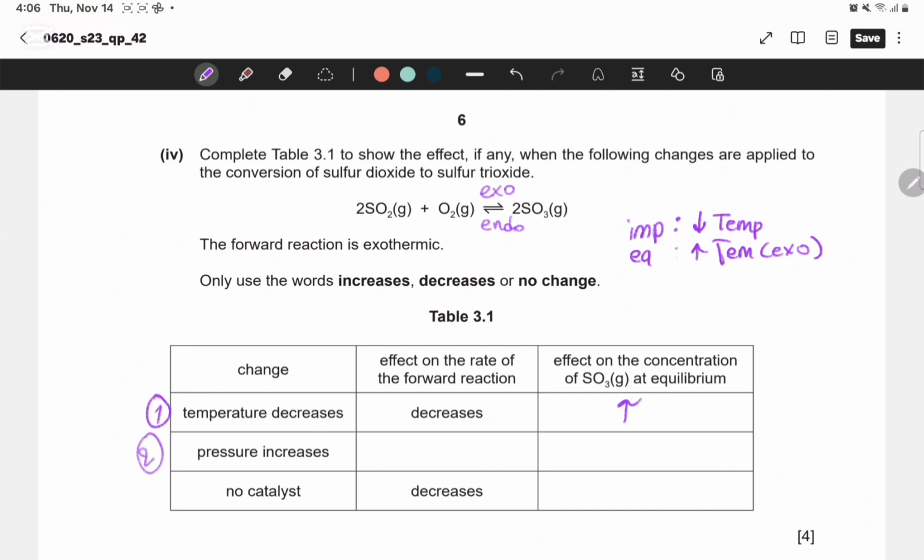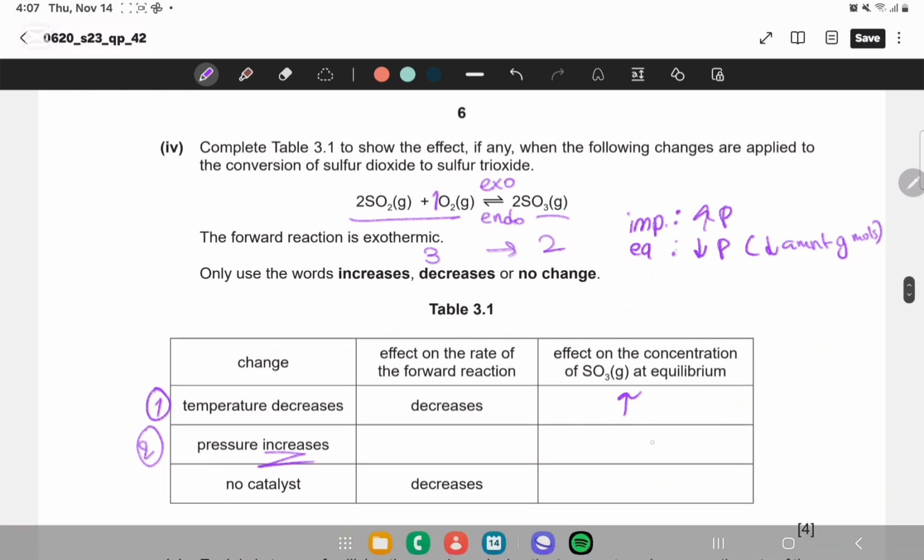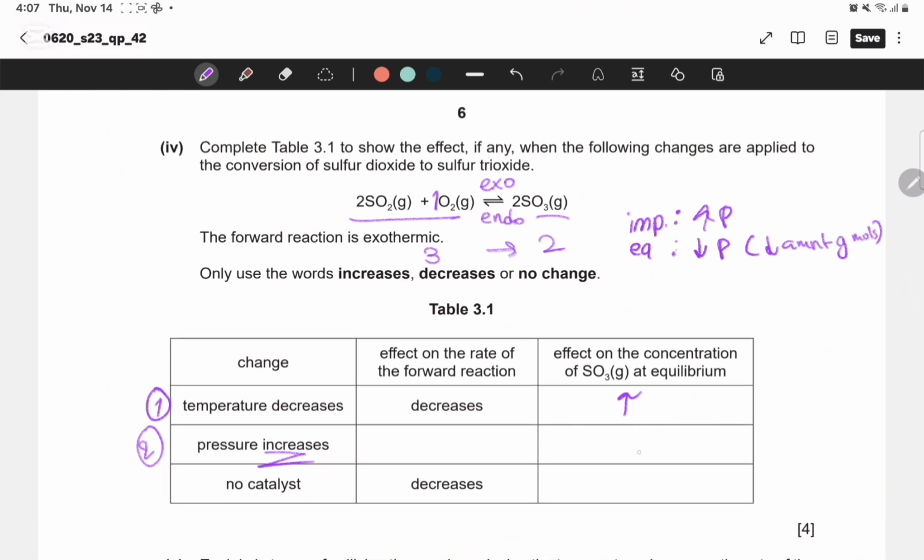Now here for the second one, what would happen if my impulse change was to increase the pressure? Equilibrium would decrease the pressure and go to the side with the least amount of gaseous moles. Okay? So don't get confused when there's solid or aqueous or whatever, okay? Only gaseous, only count the gaseous. And moles are the coefficient. So here we have 2 and 1. Here we have 2. So in total, here we have 3. And here we have 2. If you want to go to the least amount of gas moles, we're going to go to the smaller side, which is to the right. So the effect on the concentration of SO3 would be increasing.